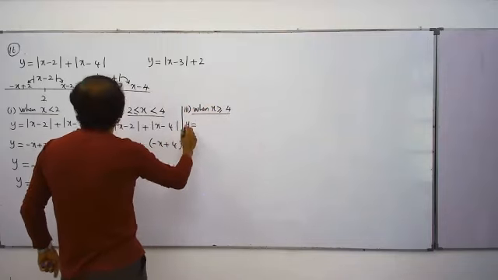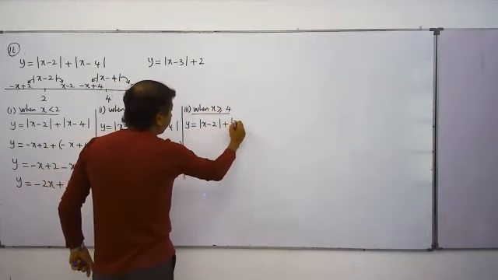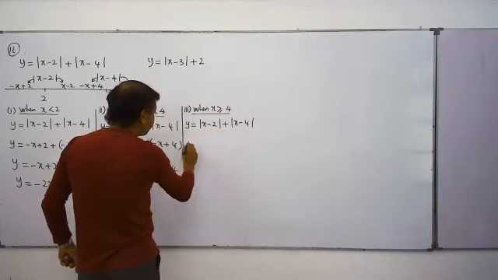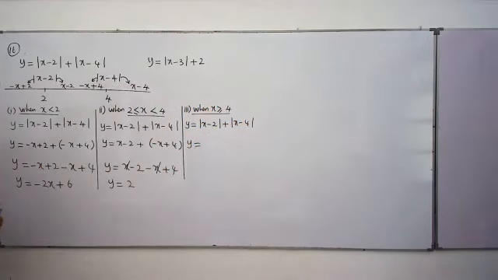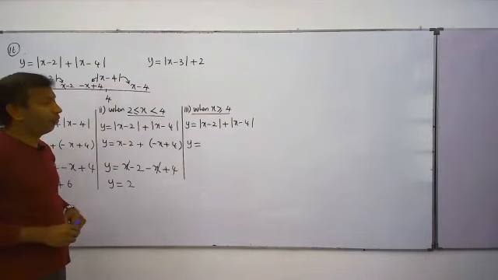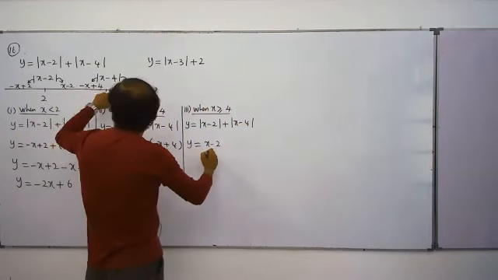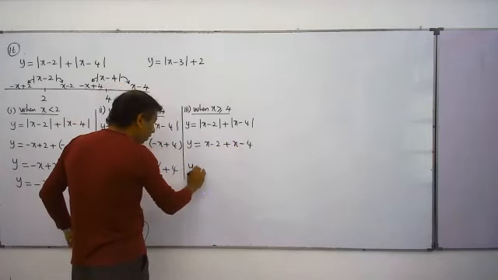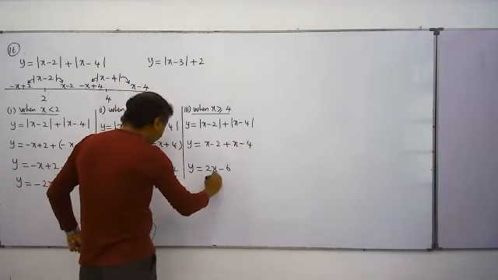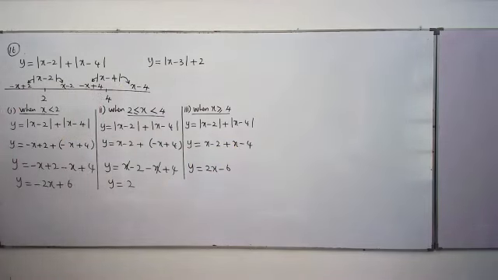Y equals mod x minus 2 plus mod x minus 4. Mod x minus 2 in the interval on the right of 4 is x minus 2. Mod x minus 4 is x minus 4. Y equals, people, 2x minus 6. These are the three equations.